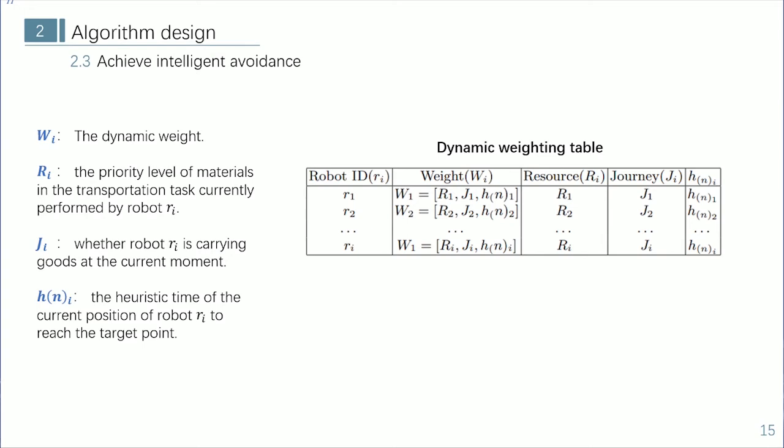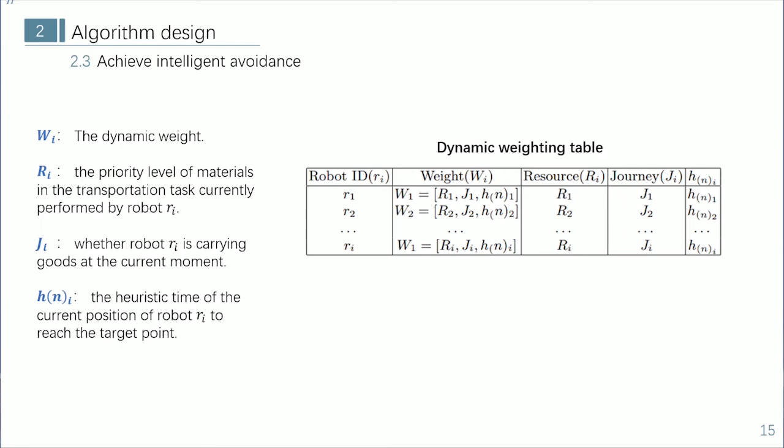The dynamic weighting table is a matrix table composed of robot label and corresponding dynamic weights. The dynamic weight is represented by Wi, which refers to the weight of robot Ri at the current moment, where Ri represents the priority level of materials in the transportation task currently performed by robot Ri. After receiving the task, the robot will give the rate to Ri according to the type of goods until the end of the task. According to the classification of shelves, goods are also divided into three types here. Ri of goods used in high frequency, medium frequency, and low frequency are assigned as 1, 2, and 3, respectively.